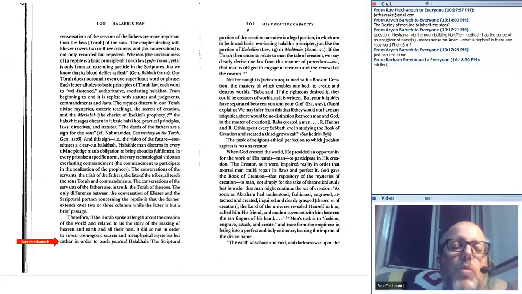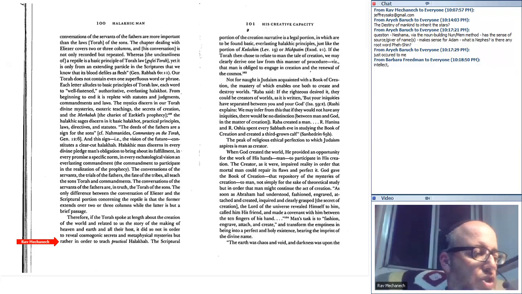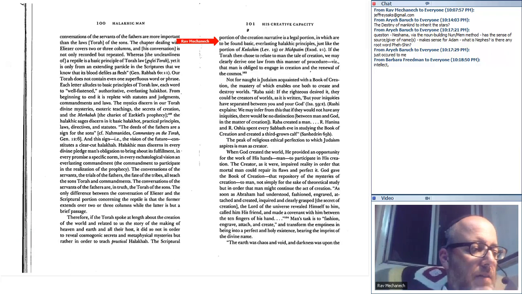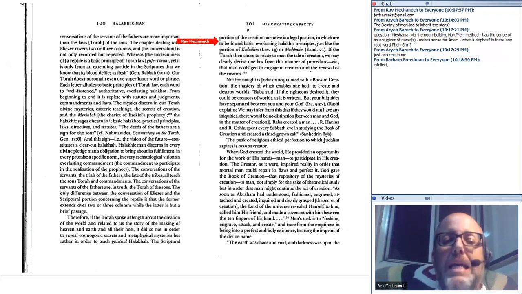Chapter 1 and Chapter 2 of Genesis are no less practical halakha than Parshat Mishpatim, which is the home address for all of Din and Nezikin, all of financial law. The scriptural portion of the creation narrative is a legal portion, meaning it's also a legal portion in which are to be found basic, everlasting halachic principles, just like Parshat Kedoshim, just like Parshat Mishpatim, which are considered more properly legal codes.